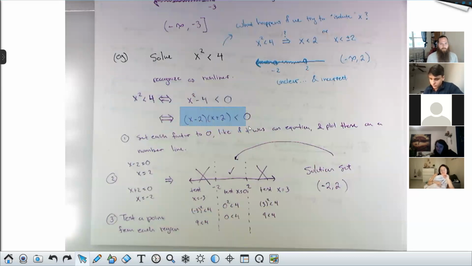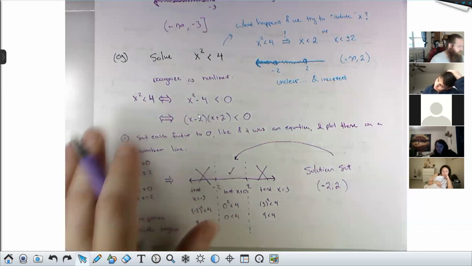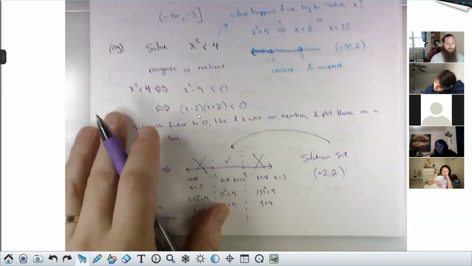Okay, so you're going to be given something like this. And you will set each factor to 0, giving you these special numbers that you plot on the number line. That will chop your number line up into some regions. From each of those regions, you will test a point, test a number. And you could test it in this version. You could test it in this version. These are all logically equivalent. So you just plug your test point back into any form of the inequality you have. Questions on this guy?